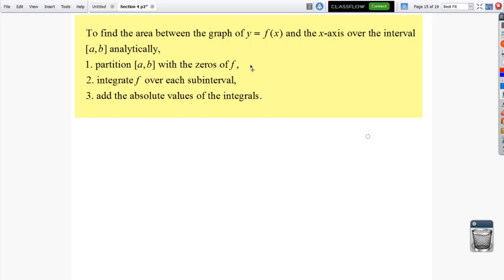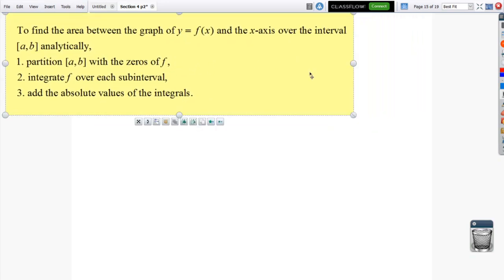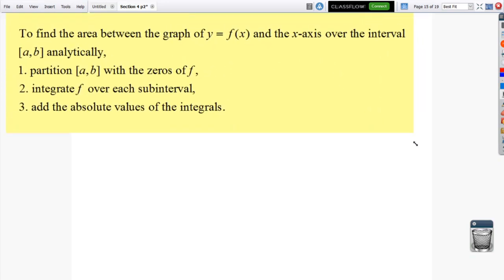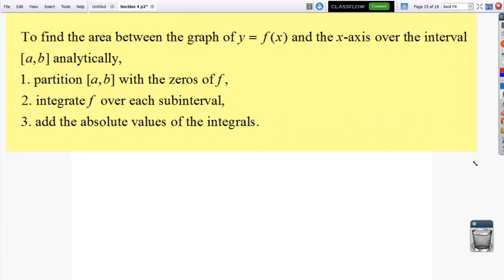Again, analytically without a calculator, to find the area between the graph of y equals f of x and the x-axis over the interval from a to b: 1, partition a to b with the zeros of f. 2, integrate f over each subinterval, and 3, add the absolute values of the integrals. Now, I will point out that that's a pain in the butt to do.